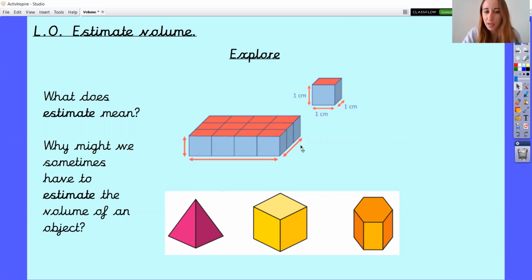I might have to estimate though, because not all shapes are going to be made up of cubes like this. It would be very convenient if they were, but they're not. So a lot of shapes or liquids or gases that we're trying to find out the volume of, we're not going to be able to handily divide it up into 1 centimeter cubes. Have a look at these shapes down here, okay? If I can't see 1 centimeter cubes, it's going to be tricky for me to work out the volume that way. So sometimes we need to estimate the volume of an object, and we're going to look at some different ways of doing that today.